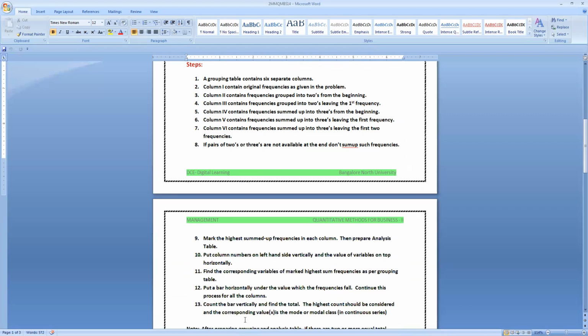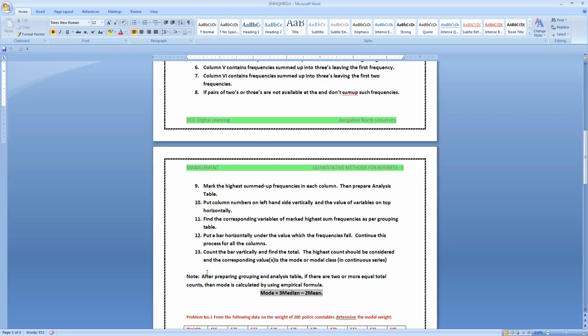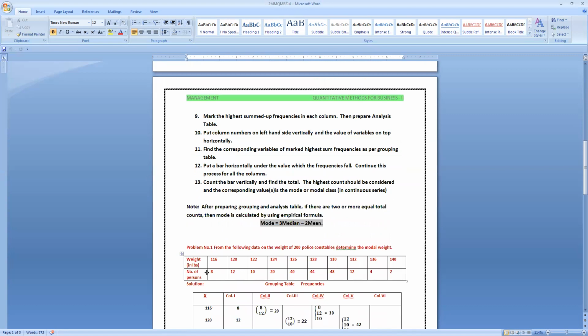And after grouping, the next thing to be done is we should circle the highest frequencies in the column. We should make a circle around the highest value. Then we put the column numbers on the left-hand side vertically and the values of the variables on the top horizontally. After that, we have to highlight.